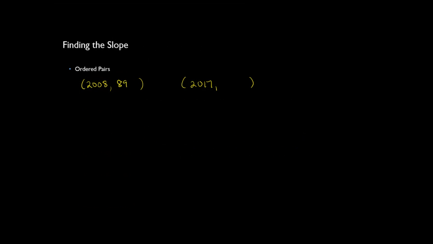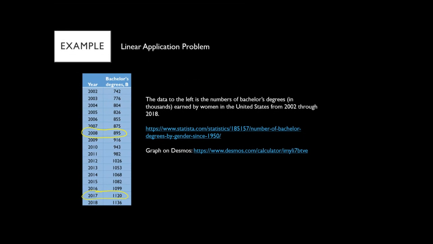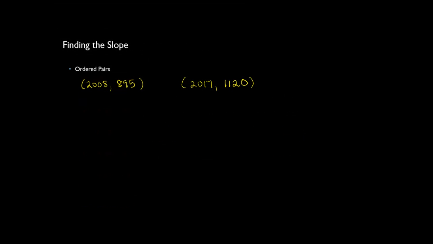895, 1120. And then I'm going to just double check that I wrote those right, 895, 1120. Good. So that's the first step, is just to write down your ordered pairs. And I'm going to label these because I'm going to be using X1, Y1. So my first one is going to be the first ordered pair. So that's going to be X1 and Y1. And then X2, Y2.